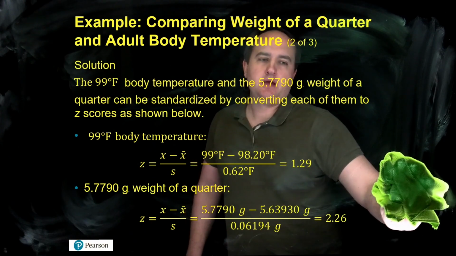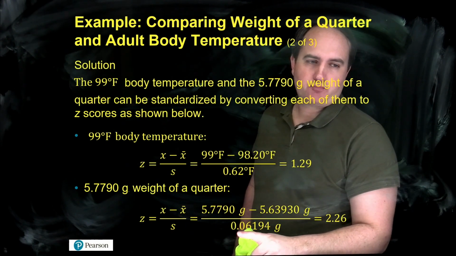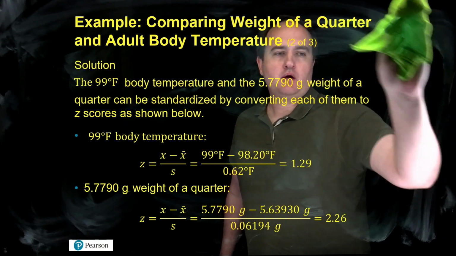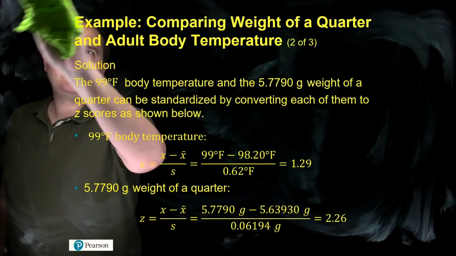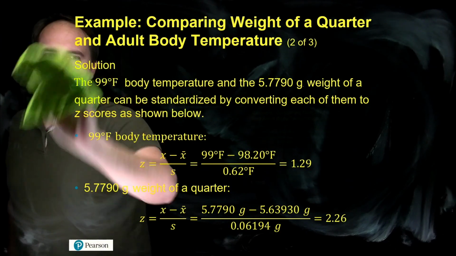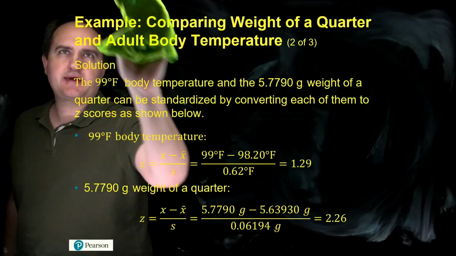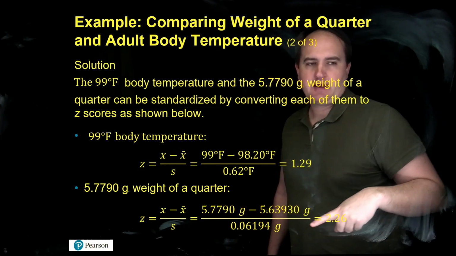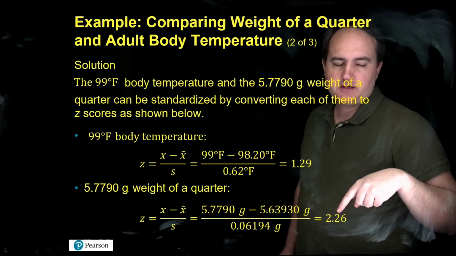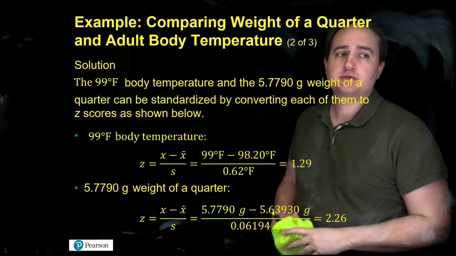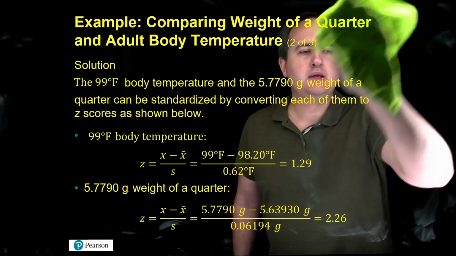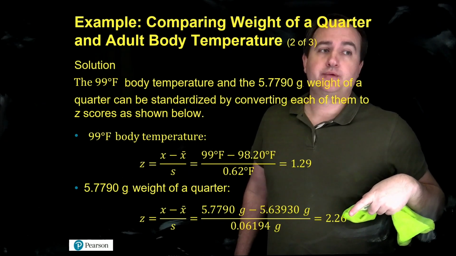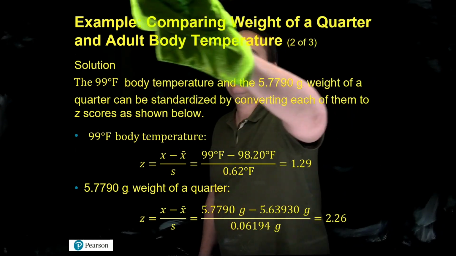Okay. And then that's divided by s, which was 0.06194 grams. All right, so if you want to make sure that you're able to plug things into your calculator okay, you can just use the example I just gave you, and then go ahead and do the weight of a quarter, which is done right here, and make sure you get 2.26 after you round it. But again, you don't want to round any of these numbers. You just want to round when you get to the final number, just like I did, okay?